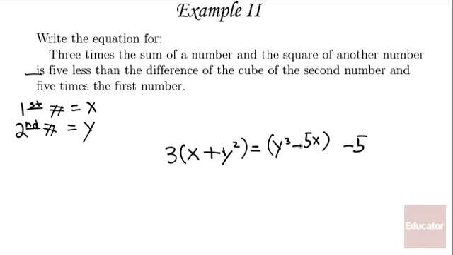Going back to check, 3 times the sum of a number and the square of another number. So 3 times x plus y squared is equals 5 less than. So subtract 5 from the difference of the cube of the second number, y cubed, minus 5 times the first number, which is x. So this equation is translated from the sentence that we were given.